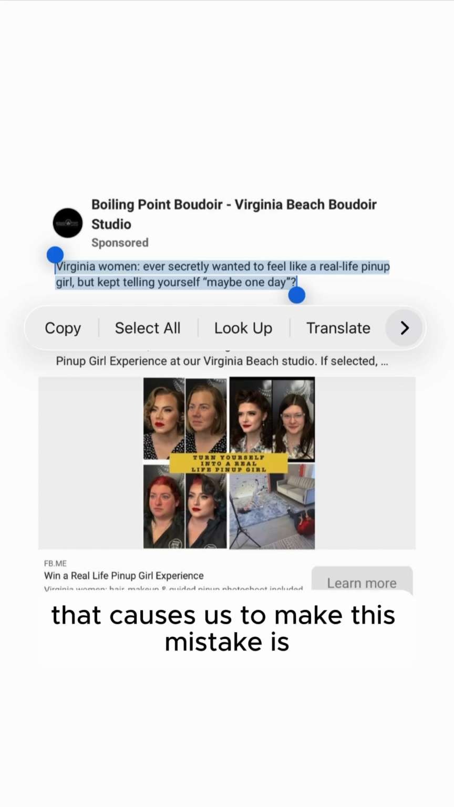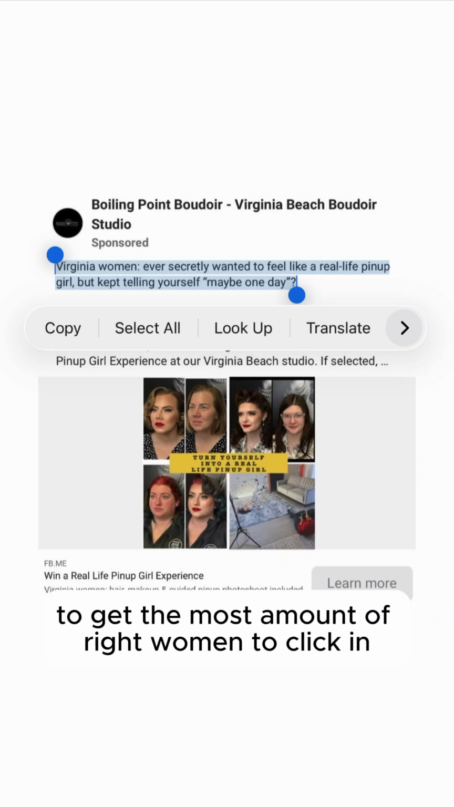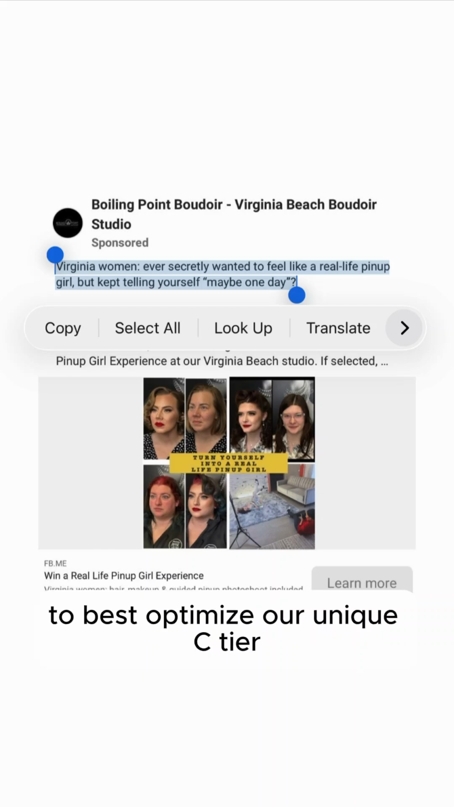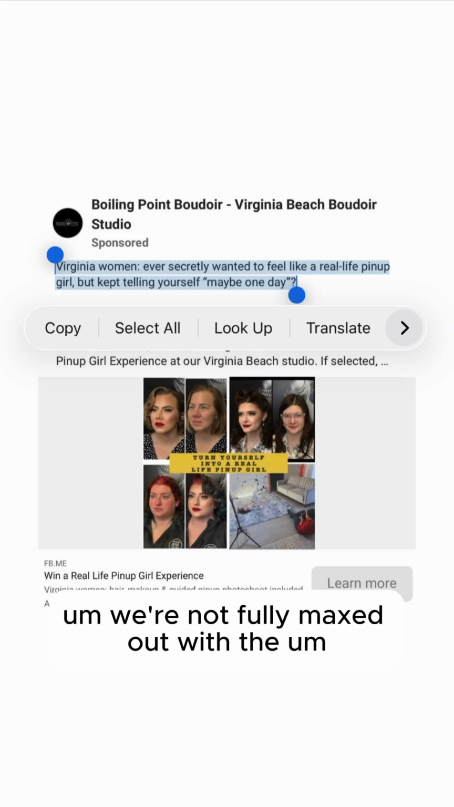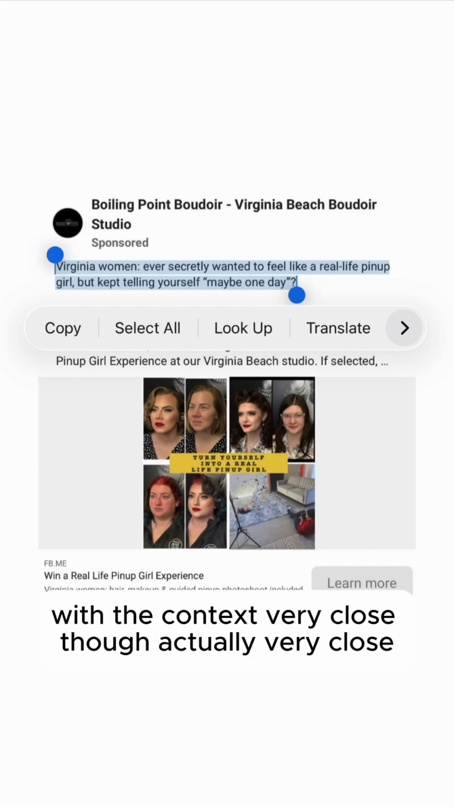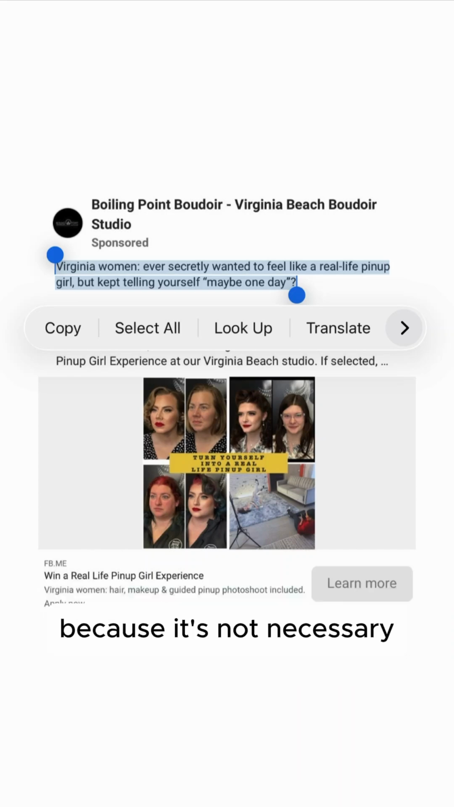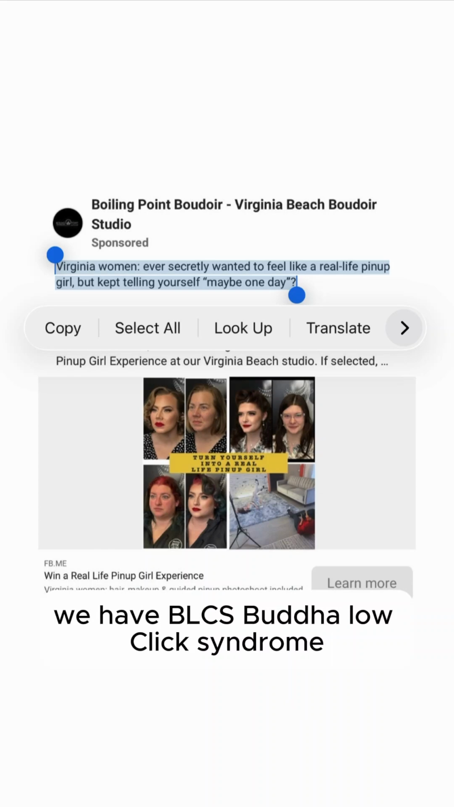So the false belief that causes us to make this mistake is that we've optimized the most amount of context to get the most amount of right women to click in and the most amount of wrong women to scroll on by, to best optimize our unique CTR at a point above 6%. We're not fully maxed out with the context. Very close though, actually very close. So the consequence of this is way more women are going to be scrolling by our Boudoir Facebook ads than necessary, pulling our unique CTR under 6%, and increasing the probability we have BLCS, Boudoir low-click syndrome.